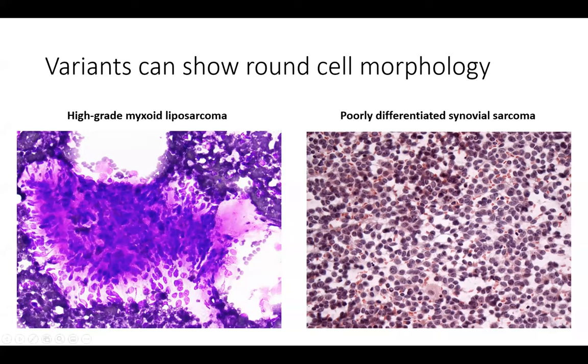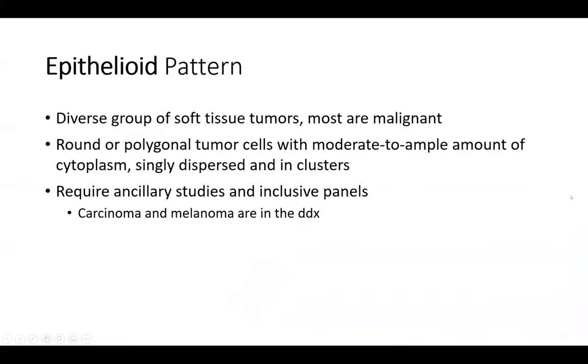In some cases, a poorly differentiated synovial sarcoma will perfectly mimic a round cell sarcoma, and these can be recognized by SS18 FISH or SS18-SSX immunohistochemistry. So let's talk about the epithelioid pattern next.